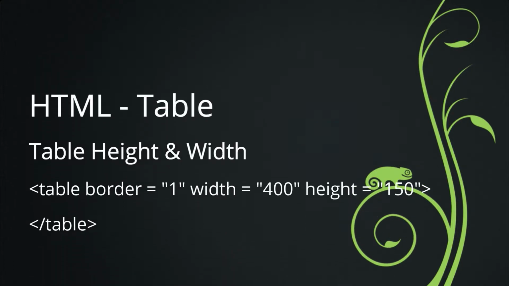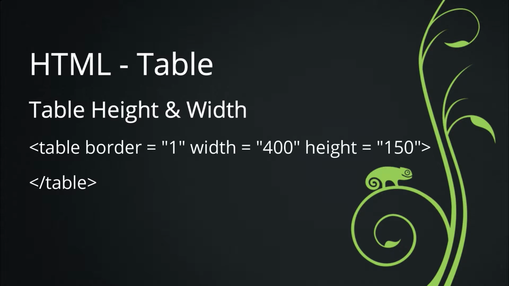Table height and width. We can set the table width and height using the width and height attributes. We can specify table width or height in terms of pixels or in terms of percentage of available screen area. Here width equals 400 pixels and height equals 150 pixels.